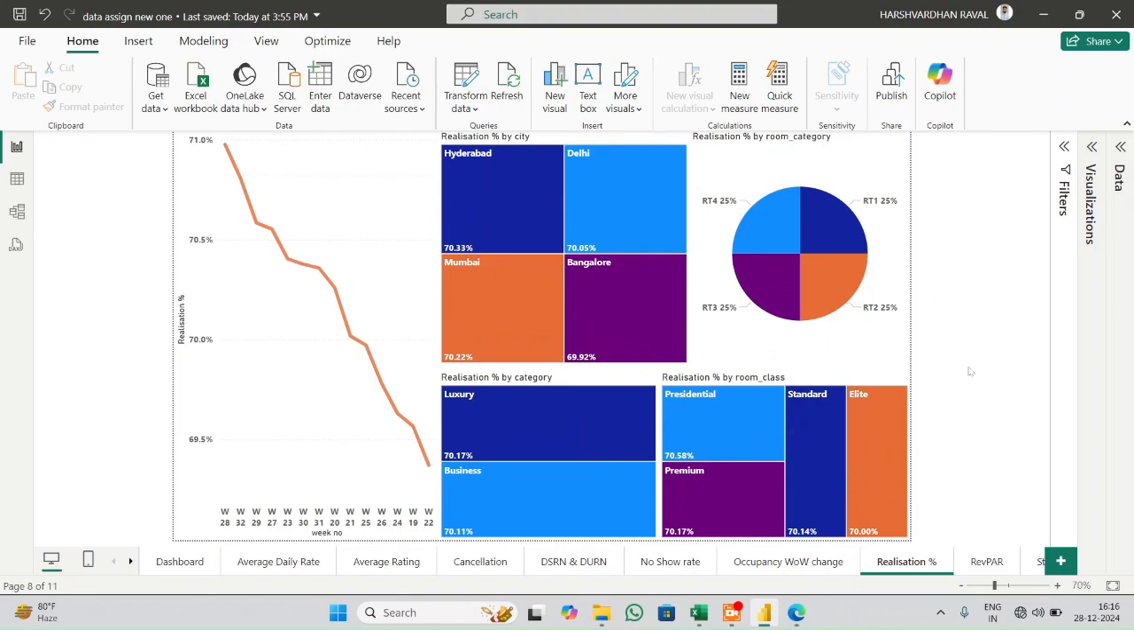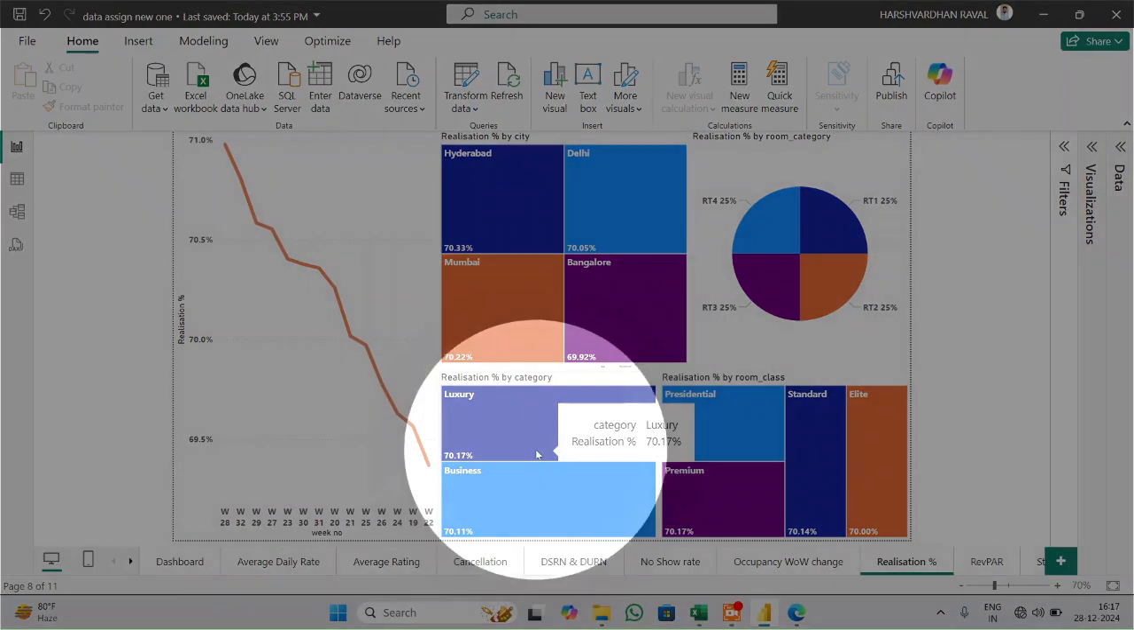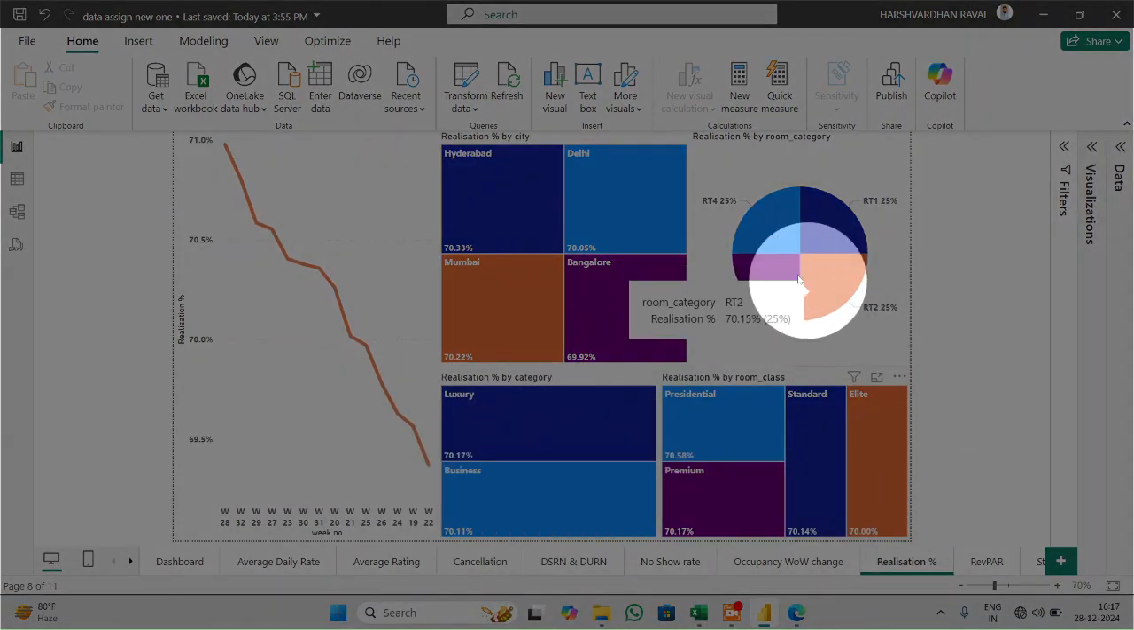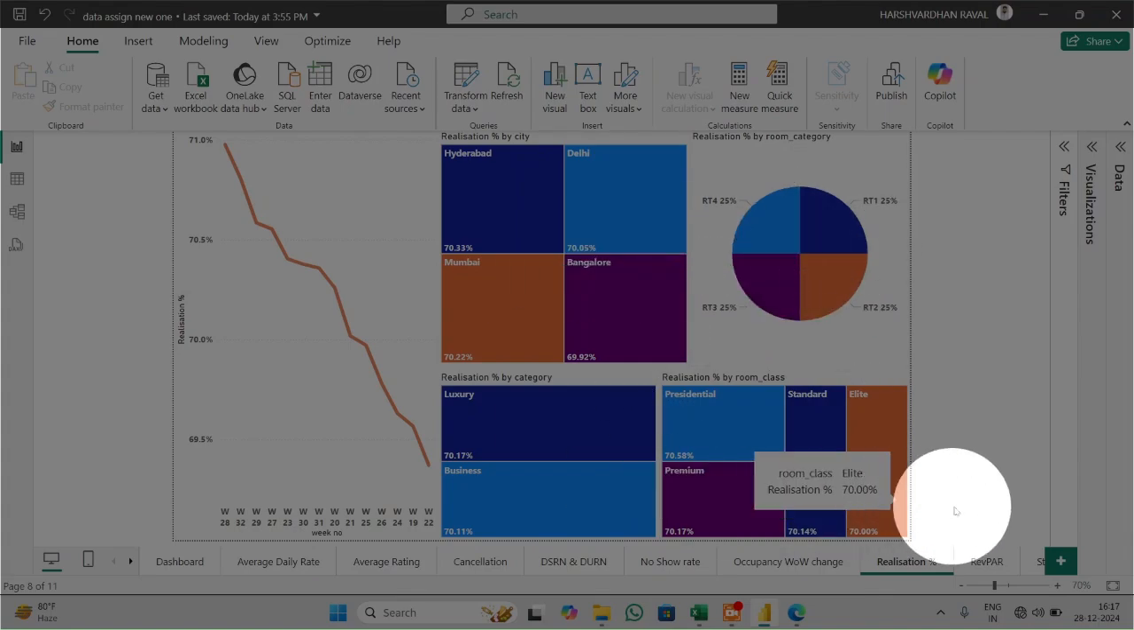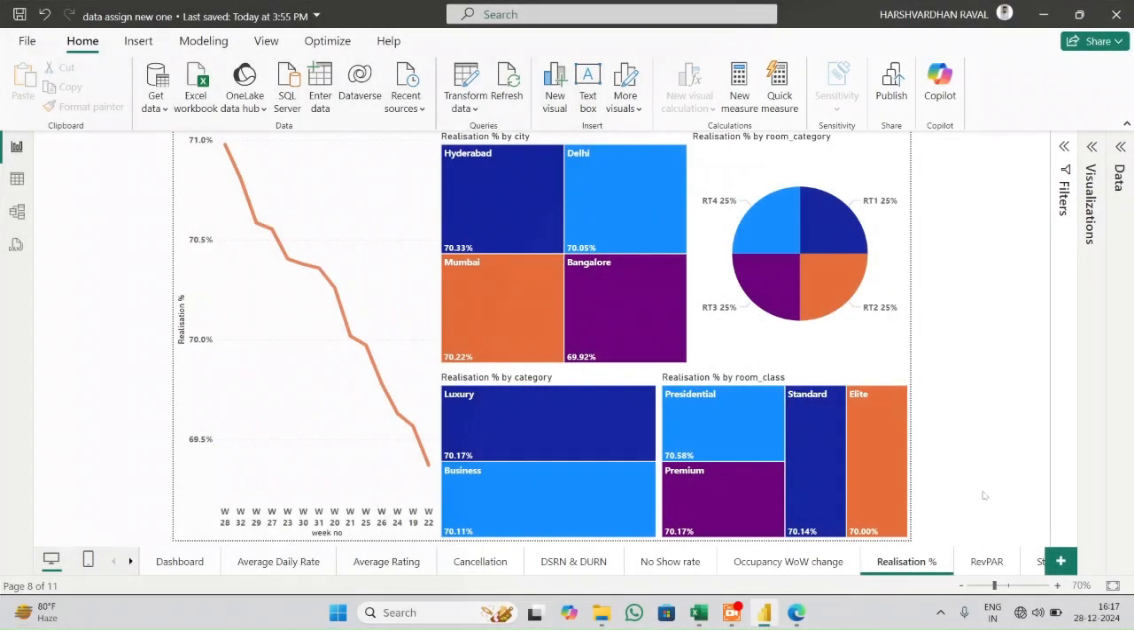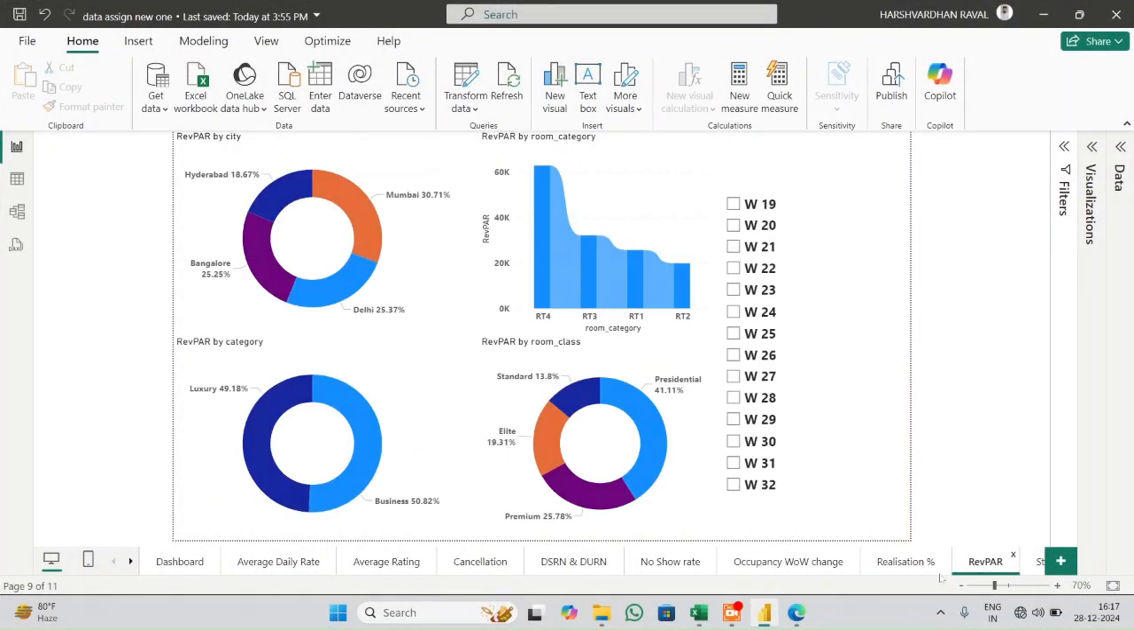Hyderabad has the highest percentage realization, which means that in the Hyderabad hotel, people are coming more and people are successfully checking out. By category, realization is almost the same in the luxury and business categories. Then in the room category, it is also the same. And by room class, the presidential room has nearly 71% realization. So it is very good.